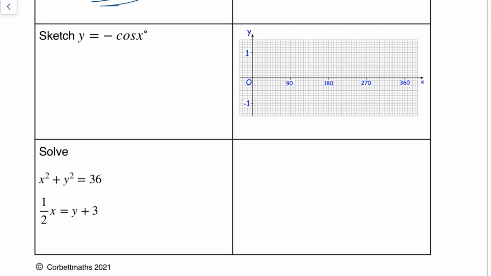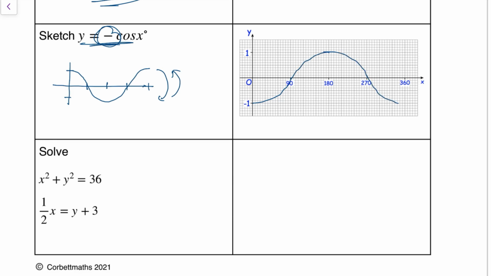Next question, sketch. Now, whilst it says sketch, you need to be showing various points. So I'm going to start by just drawing cos x. 90, 180, 270, 360. Always draw those points. Then you recognise that cos x goes from 1 down to minus 1, back through 0 and back to 1 again. So therefore the minus is going to make all the minuses plus and all the pluses minuses, which means basically I'm just going to draw this upside down.